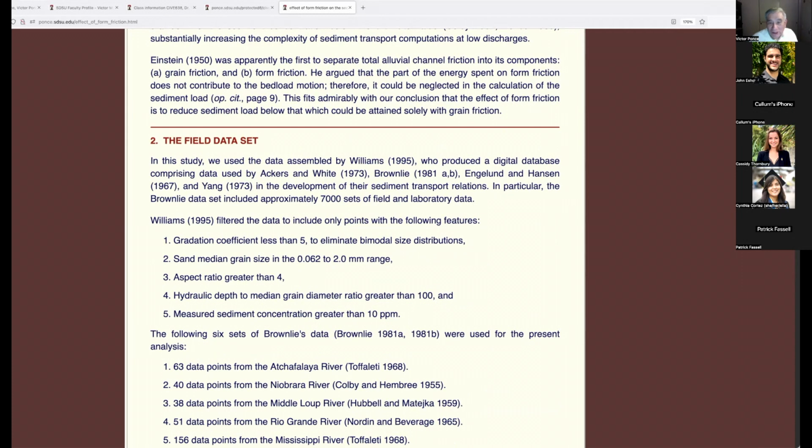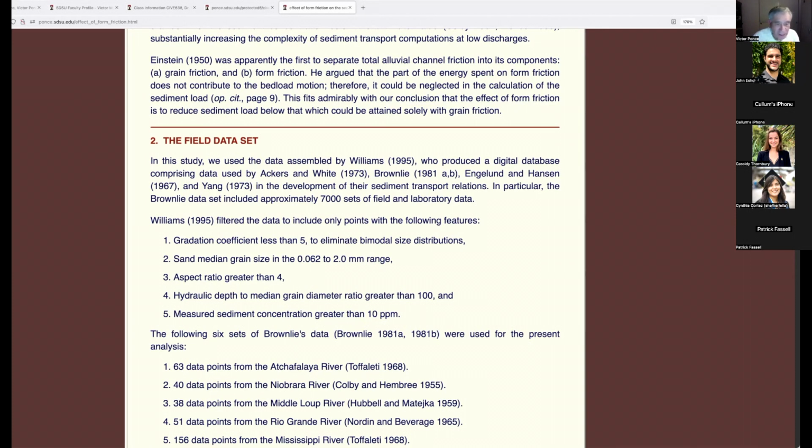Williams produced a digital database comprising data used by Ackers and White in their original methodology, 1973. Brownlie as well. Brownlie also has his own methodology. Engelund and Hansen and Yang. These are the four big guys. And all that data was collected by Williams in the middle 90s. The Brownlie data set included 7,000 sets of field and laboratory data. I think I already told you, Brownlie was a professor over at Caltech for many years.